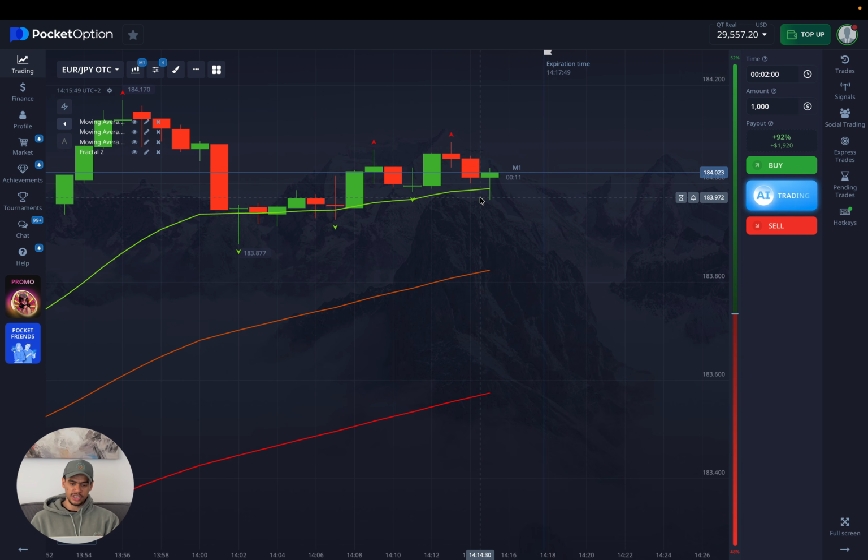The pullback has just happened. I'm not looking at this candle right here because it didn't actually touch the moving average, so this is not a good entry point. However, this one, if it prints a fractal, is going to be perfect. It didn't, so we have to wait.